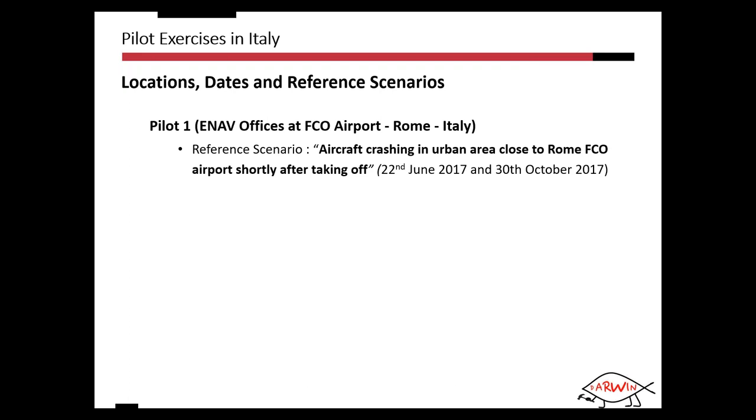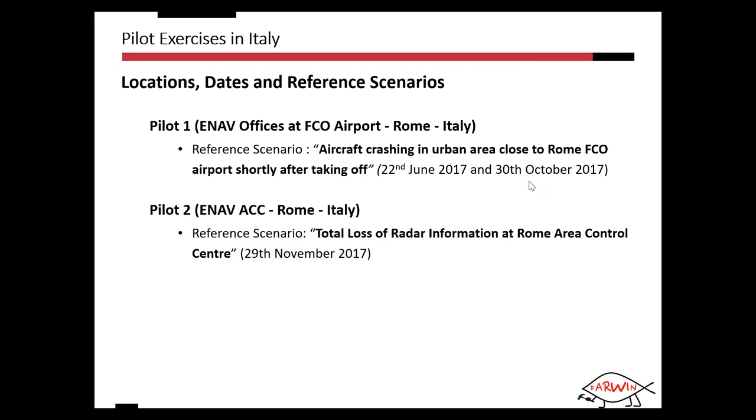And this exercise was organized in two stages. One was on the 22nd of June and the other one in October. The second pilot was more focused on air traffic management, which was one of the two main domains of the DARWIN project, and it was about a total loss of radar information at the Rome Area Control Center. So how the traffic controller could manage a situation of radar loss where they cannot visualize anymore the traffic on the radar screen. This was the reference scenario.